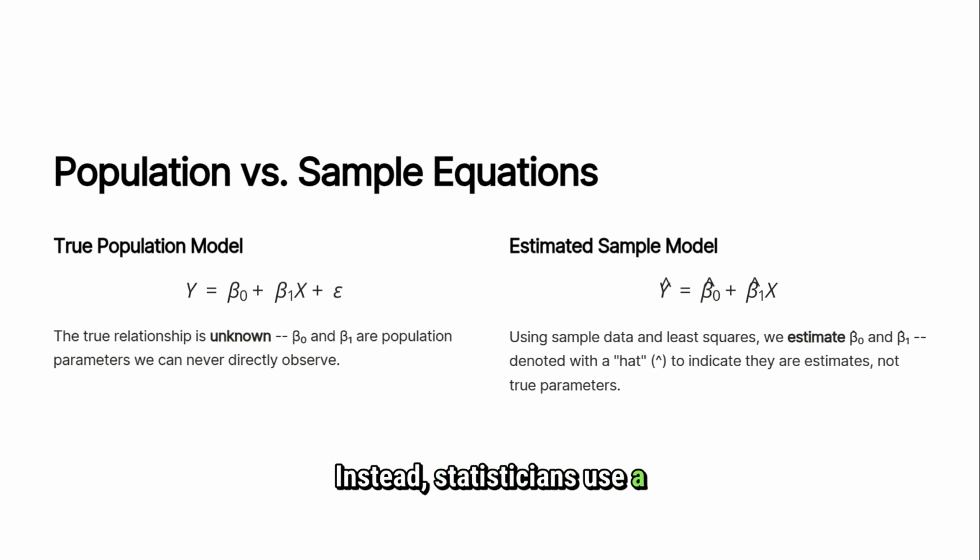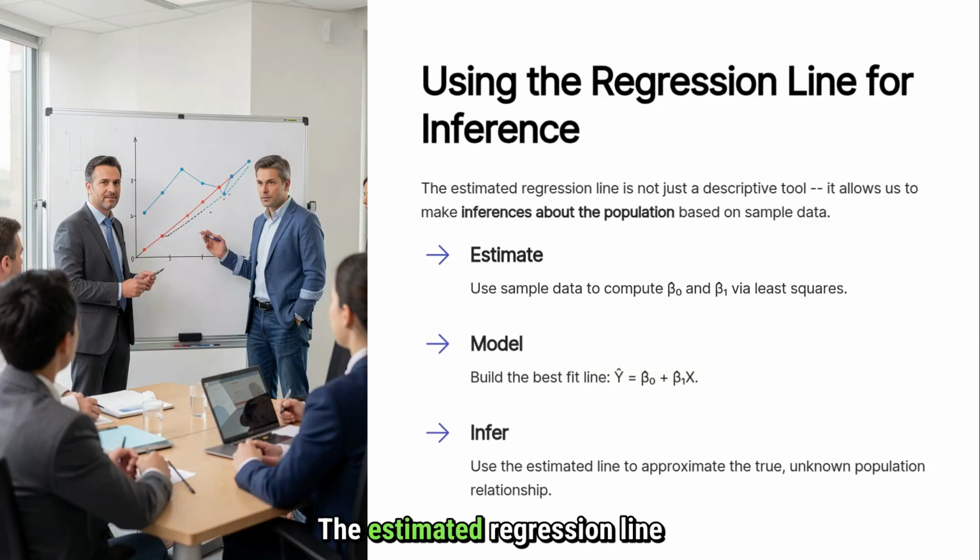Instead, statisticians use a sample of data to estimate the relationship between x and y. The resulting regression equation is called the estimated sample model. The hat symbol above beta 0 and beta 1 indicates that these values are estimates derived from sample data rather than true population parameters. Similarly, y hat represents the predicted value of y based on the estimated regression equation. The estimated regression line enables us to infer population characteristics from sample data. We compute beta 0 and beta 1 using least squares to build the best fit line, y hat equals beta 0 plus beta 1x. This line helps approximate the true unknown population relationship.